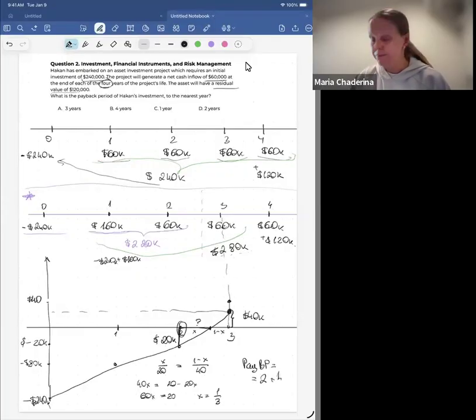plus 1/3. Okay, so 2.33 in perpetuity. This is what we expect you to be comfortable knowing in terms of the information about payback period. Let me know if you have any questions.